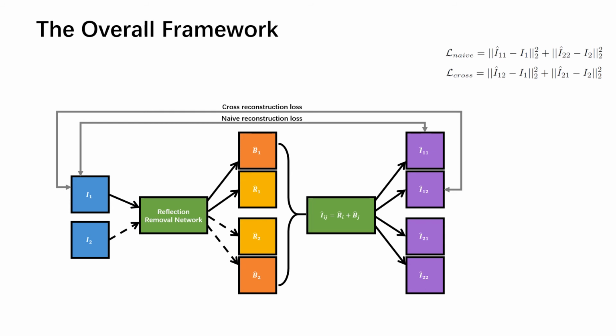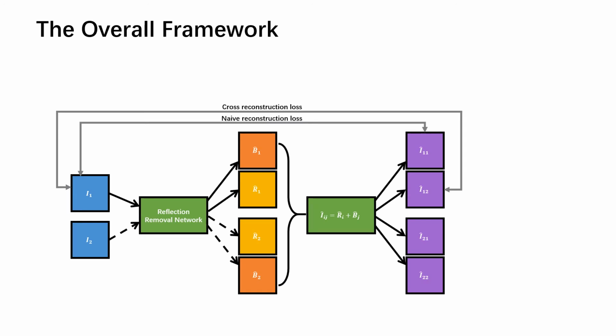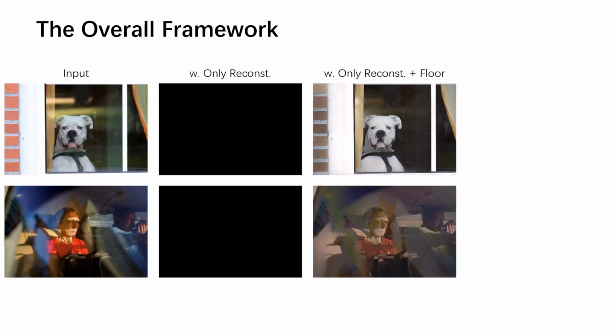The most straightforward supervision is to minimize the difference between recomposed images and input samples. However, a naive solution will be achieved by setting the background layer as all zeros, and reflection as the input image. Here are the corresponding visual results. To differentiate the background and reflection, we append one supervision to avoid the background from being all zeros, by minimizing the difference between the predicted background and input. Here are the results with reconstruction loss and floor rejection loss.